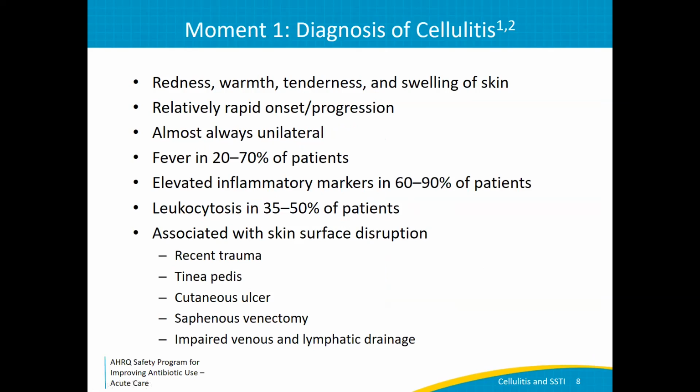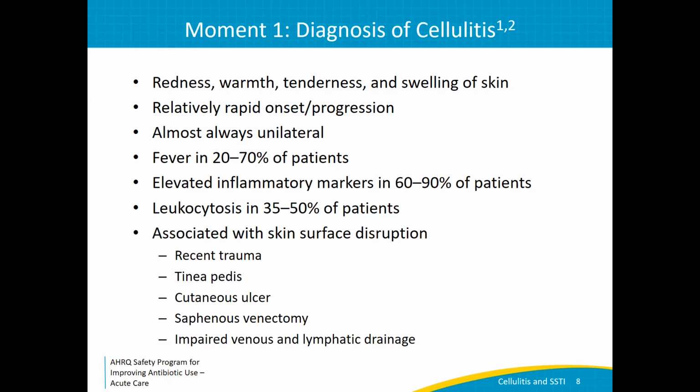Cellulitis typically is going to present with usually unilateral redness, warmth, tenderness, and swelling. It will be typically quite rapid in onset. We're talking a matter of days as compared to a matter of weeks. You may also see some systemic signs of infection, fever in up to 70% of patients, but by no means all patients with cellulitis may have a fever. Certain laboratory abnormalities you may also see, like elevated inflammatory markers or leukocytosis. These are common, but not always present.